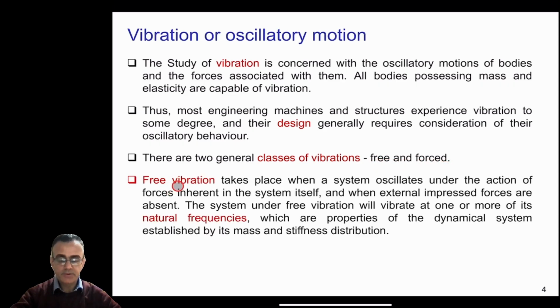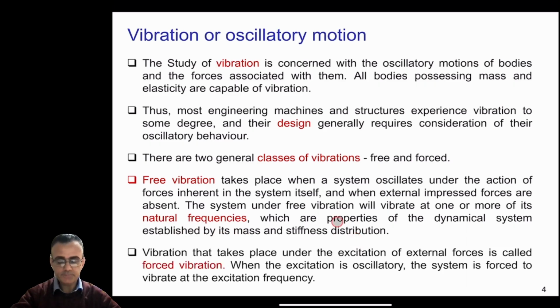Free vibration takes place when a system oscillates under the action of forces inherent in the system itself, and when the external impressed forces are absent. The system under free vibration will vibrate at one of its natural frequencies, and we will derive a detailed equation for the natural frequency of the vibrating system. This natural frequency is a property of the dynamic system, and you can calculate it from the mass and stiffness of the system.